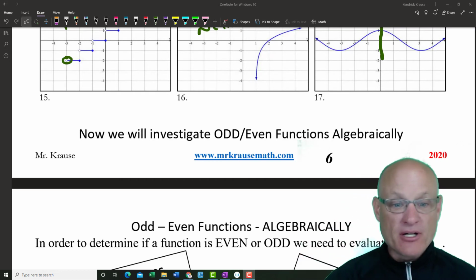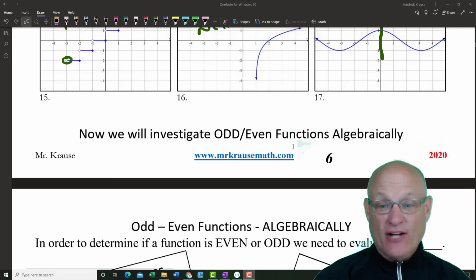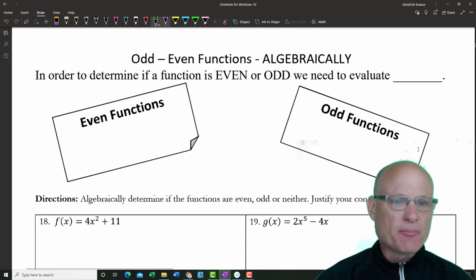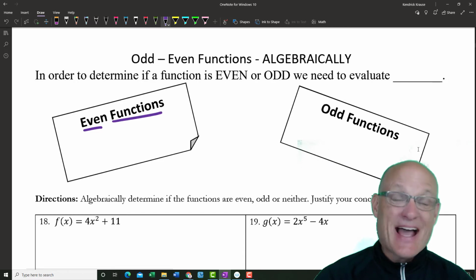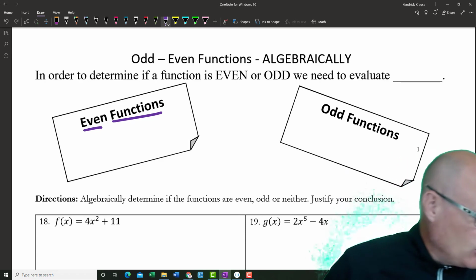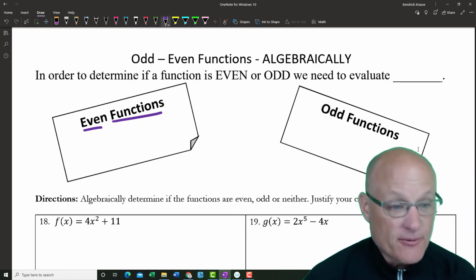Sorry. So now we're going to investigate odd and even functions algebraically. So this is a little bit more fun. We'll actually be doing some math now. I hate that green pen. It's an ugly color. Let's go back to purple. Purple's a cool color. So we can recognize algebraically. Now we get to finally do some math. Algebraically, we are going to determine if a function is even or odd.